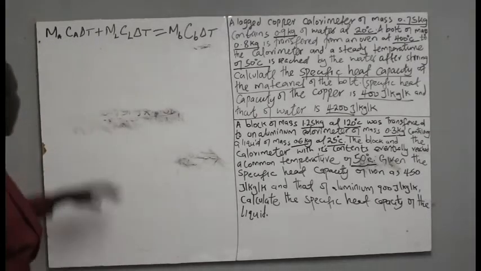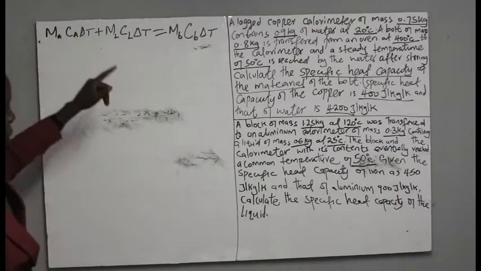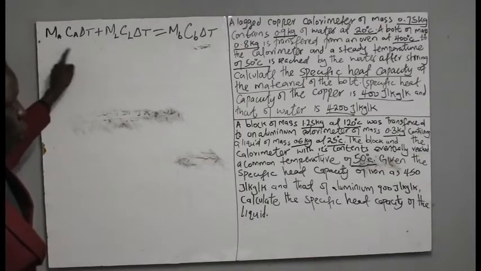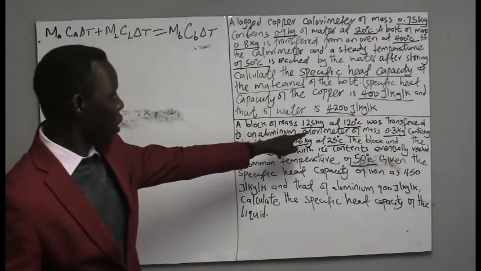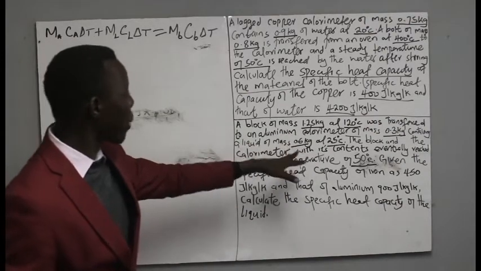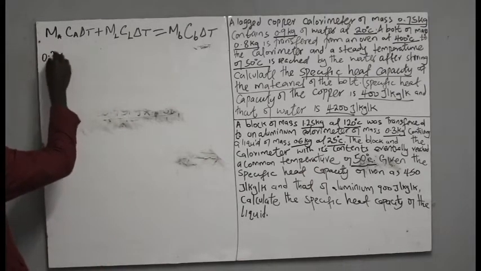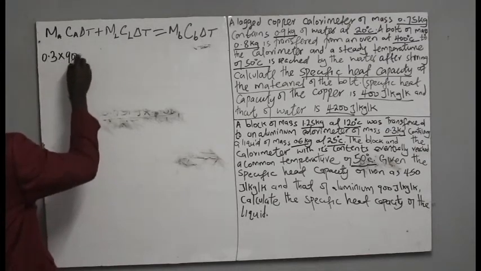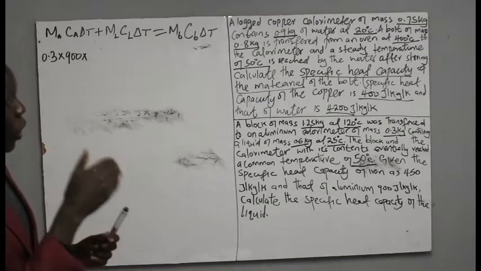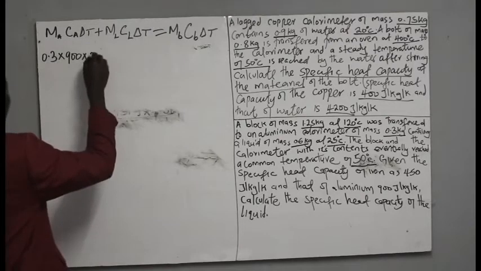Now, aluminium, what's the mass of aluminium? This is the calorimeter now. So we just go back to the question. A block of mass 1.25 kilogram at 120 degrees Celsius was transferred to an aluminium calorimeter of mass 0.3. So it's going to be 0.3. Do we have the specific heat capacity of aluminium? Yes, 900. What is the change in temperature of aluminium? From 25 to 50. So it is times 25.